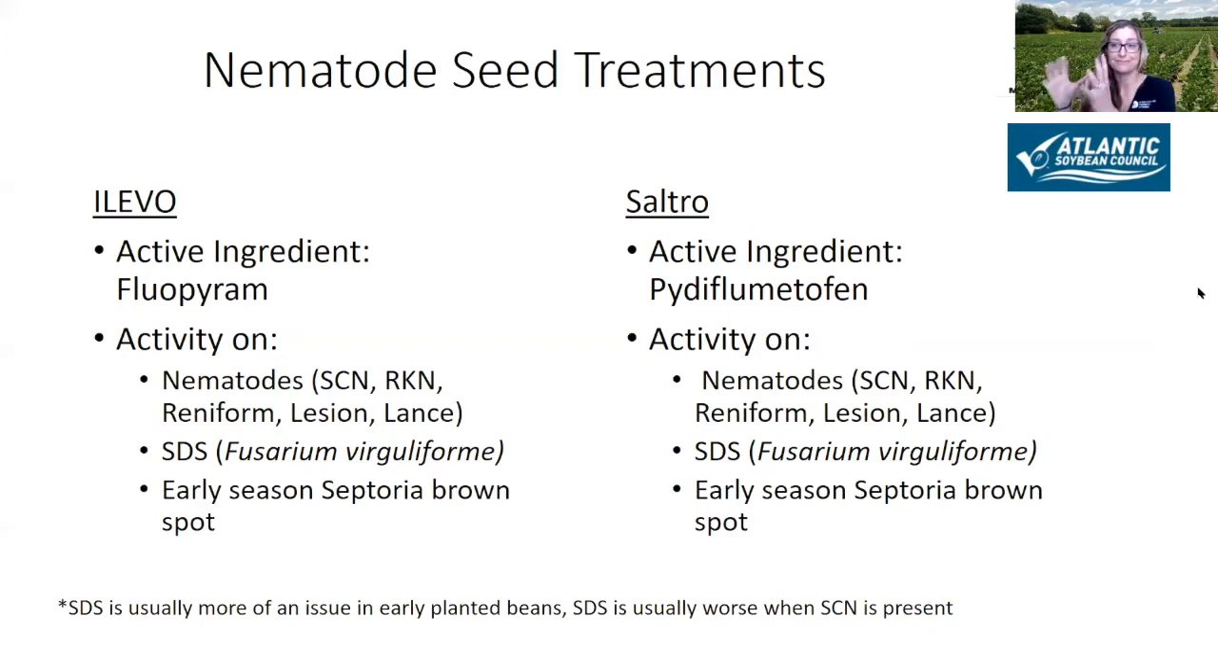Resistance is the one that's the best, but we don't have as many options as we used to, as we've seen this decline of PI88788. So what are some other approaches we can take? One of those is looking at nematode seed treatments.